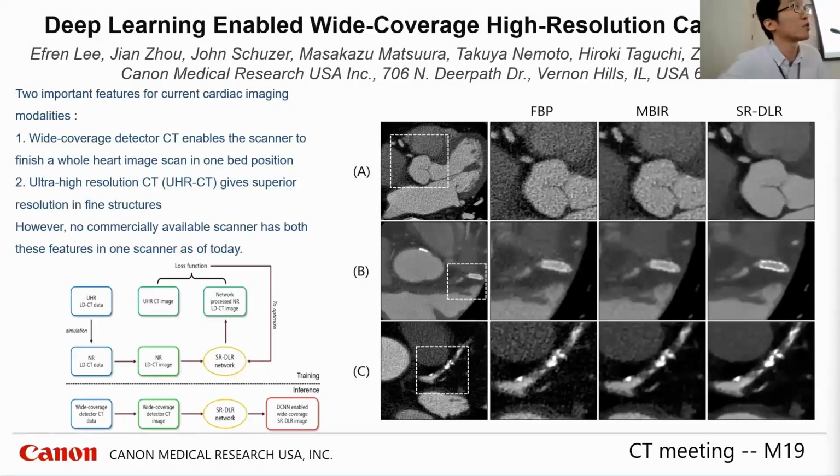Two hardware features we love for cardiac CT imaging. One is the wide coverage detector CT, which enables us to acquire the whole heart in one bed position. Another is a small detector ultra high resolution CT, which gives us the fine structures. However, there's no commercially available modality with these two features, and you can imagine how expensive it would be.